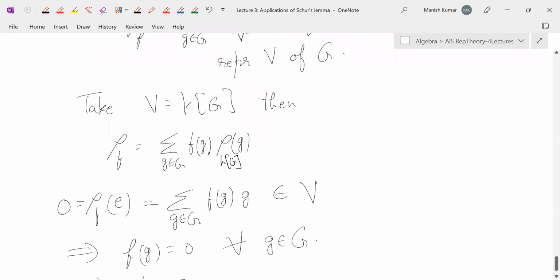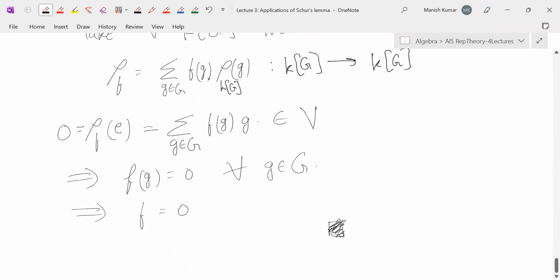Sorry, what I meant was rho f is an endomorphism, a map from v to v, kG to kG. This is how you think of it. So if you evaluate rho f at e, then what are we doing? How does this act? Rho g of kG is multiplication by g. So it is g times identity in v, which is the same as kG, and that is g. So what we get is 0 is the same as the summation of f g times g in kG.